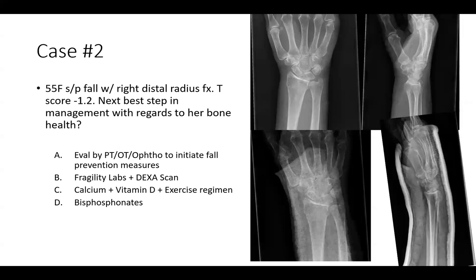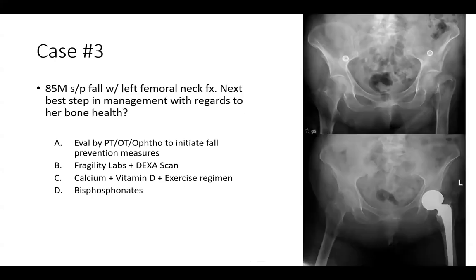A 55-year-old female, so a little younger, with a right distal radius fracture. A couple years ago, she had a bone mineral density scan, and her T-score was minus 1.2. What would you do for this patient? Yeah, maybe C. Crickets. All right, I'm glad we're having this talk. All right, how about this patient, an 85-year-old male, ground level fall with a left femoral neck fracture?